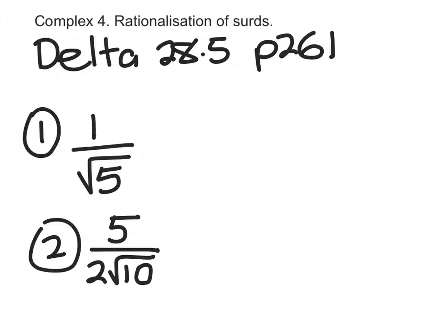This is a really quick video looking at how to rationalise surds. It's based on Old Delta, chapter 28.5 on page 261.